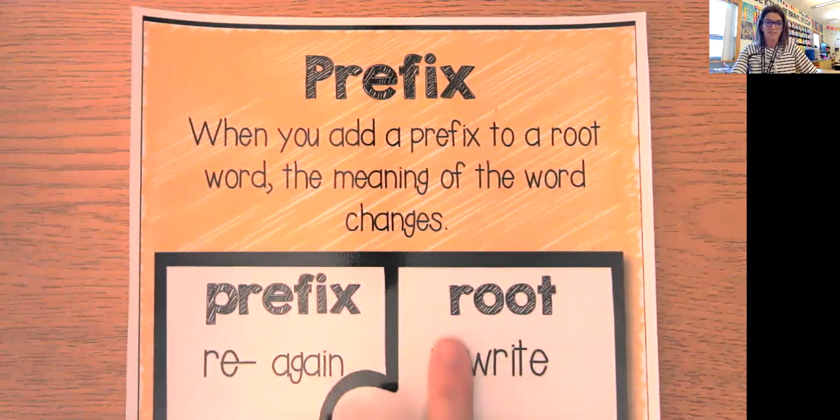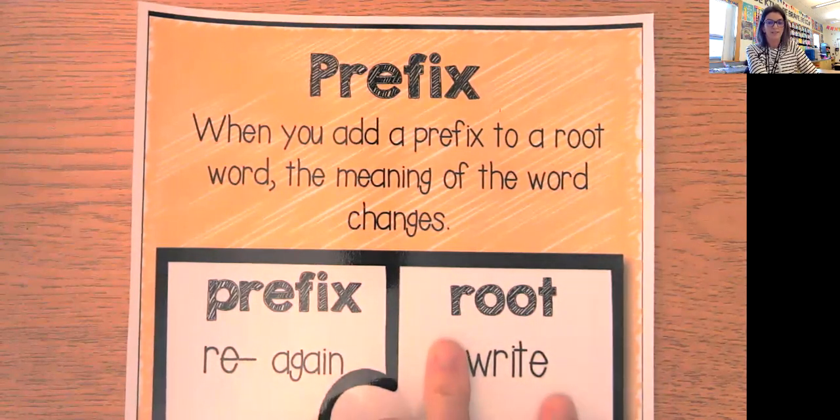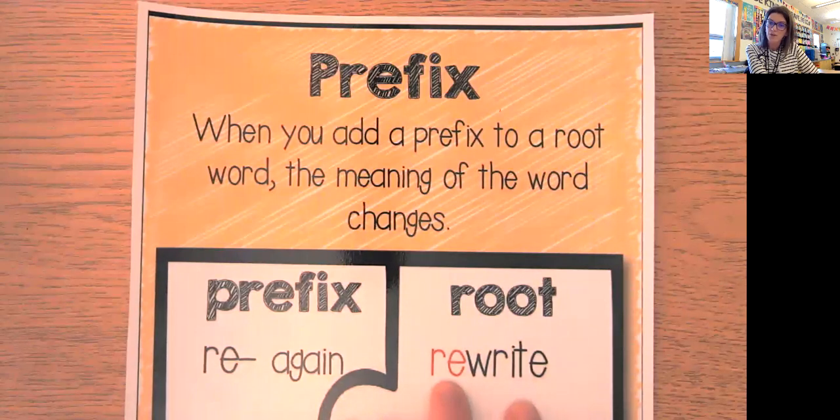I'm going to cover up these letters here. Here's a root word, write. There's nothing added to the end or the beginning. This is the word write, like we write with our pencil. Now if we added the prefix re, it gives the word a new meaning. Now our word says rewrite.